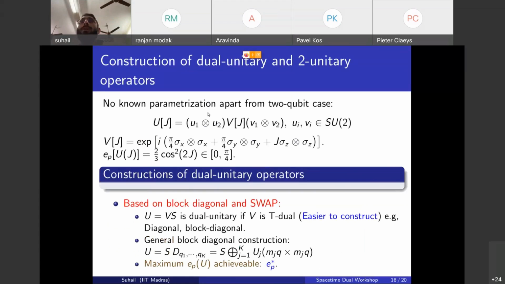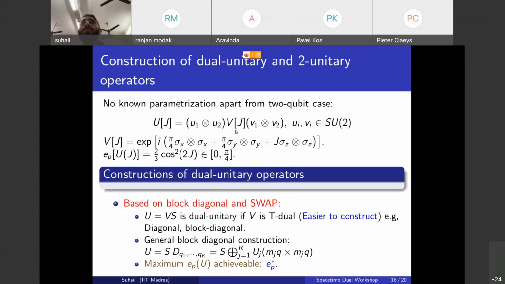Now the question is how to construct these dual unitaries across this EP from 0 to 1 for d greater than 2, for example, how to construct these dual unitary operators. This point was emphasized in many of the talks yesterday as well as today: there's no known parameterization apart from the 2-qubit case.